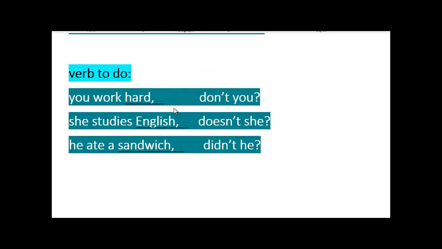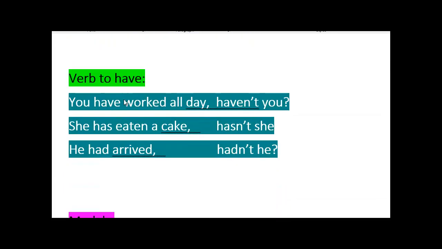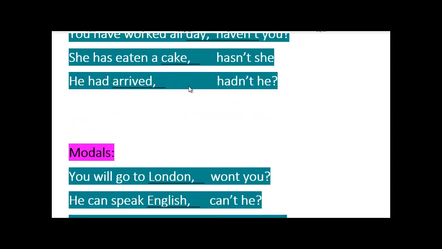Okay. Verb to be, verb to do, verb to have. Here we got: you have worked all day, haven't you? Okay. He has eaten a cake, hasn't he? Okay. He had arrived, hadn't he? Here we can see verb to have in the present and in the past, and positive in the statement and negative in the question tags. Clear and simple, straightforward. Okay.